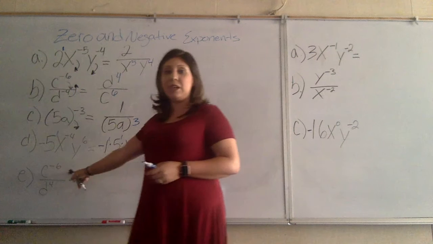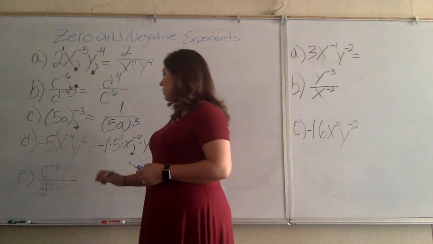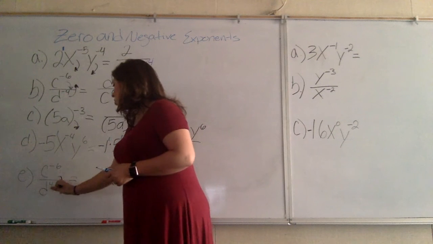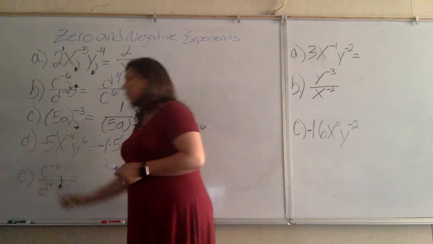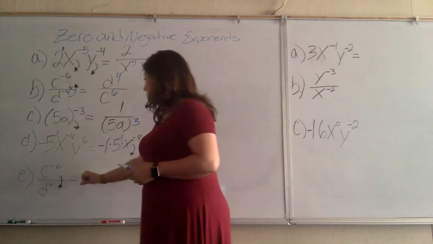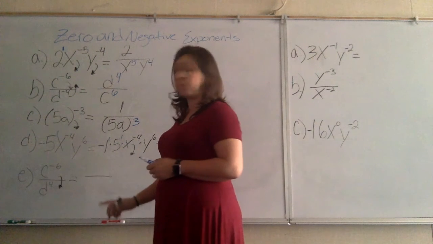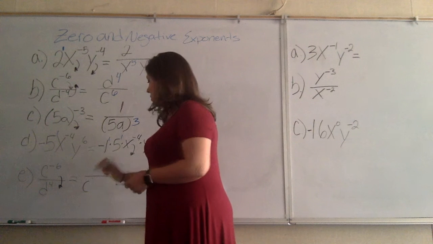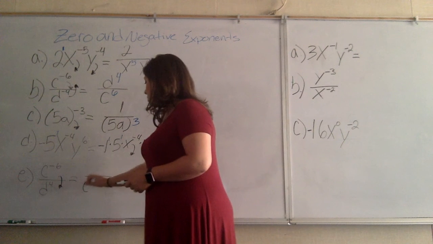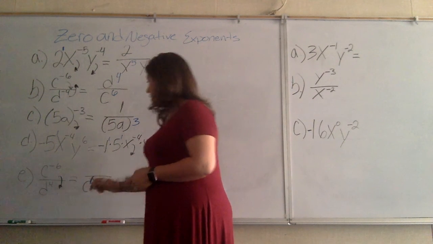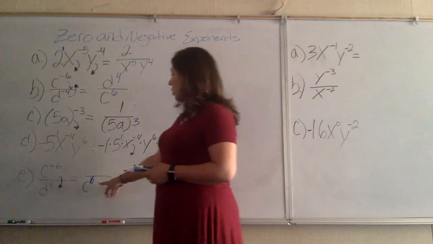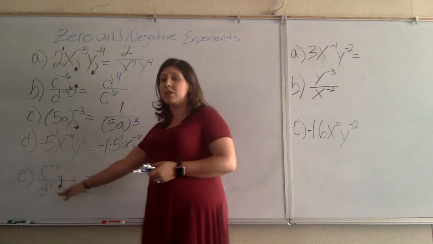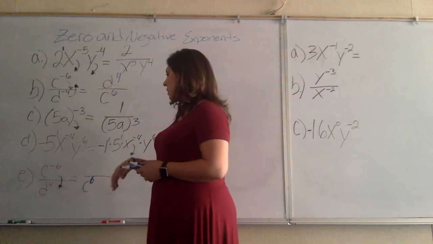If I look at C, my exponent is a negative 6. So I do know that because I have a negative exponent, it wants to move. Since it's already on the top, it's going to move down to the bottom. So I'm going to draw my fraction bar. And I'm going to move it down to the bottom. And once I do, I'm going to have a positive 6. So again, because it's negative, we're moving it down, and I get C to the 6.